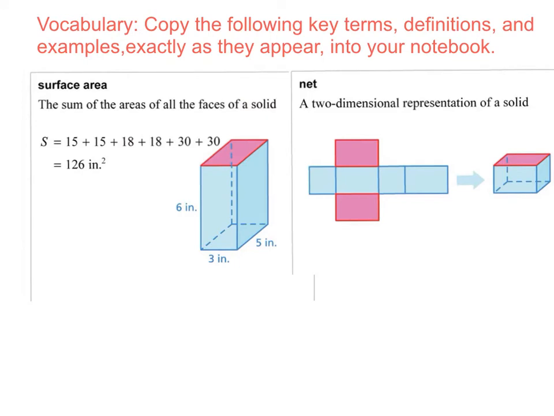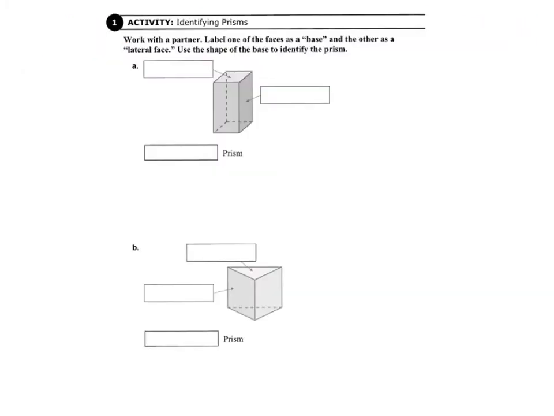Copy the following key terms, definitions, and examples exactly as they appear into your notebook. Surface area. Surface area is the sum of the areas of all the faces of a solid. Net is a two-dimensional representation of a solid. Today we're going to start on page 185 in your Record and Practice Journal.